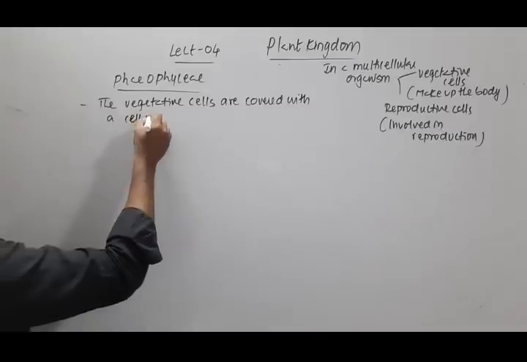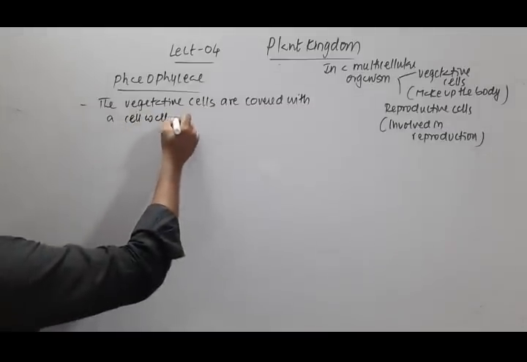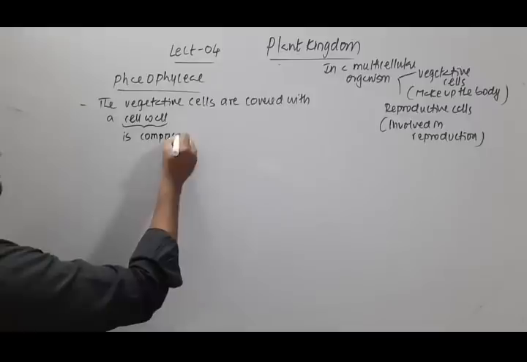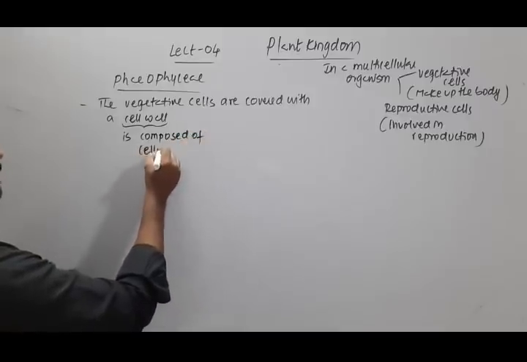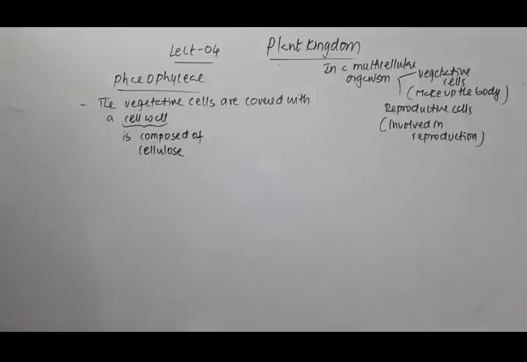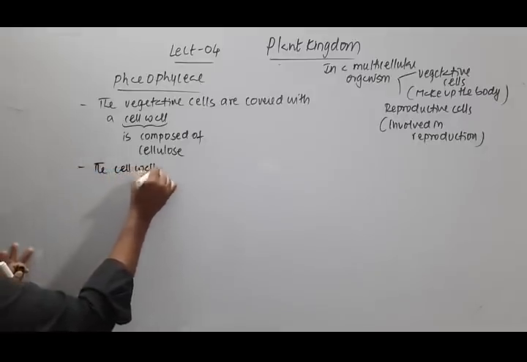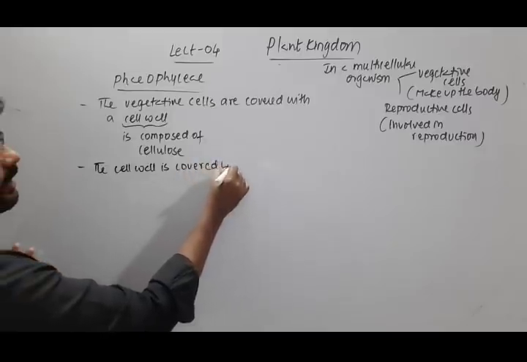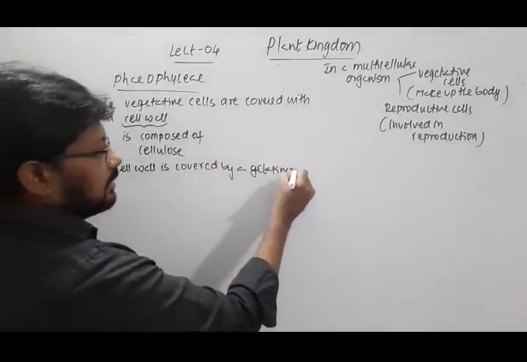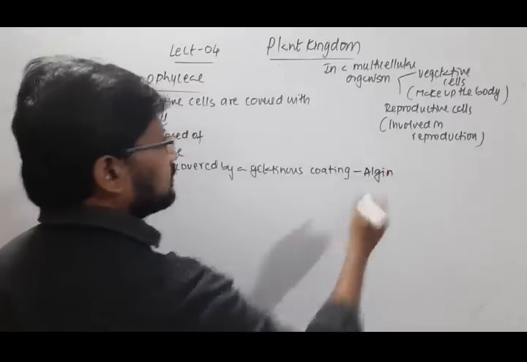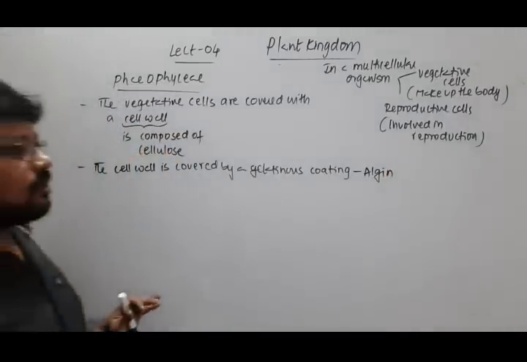Now the vegetative cells in this group, that is Phaeophyceae, are covered with a cell wall, and this cell wall is composed of cellulose. This cell wall is covered by a gelatinous coating, and that gelatinous coating is called algin.